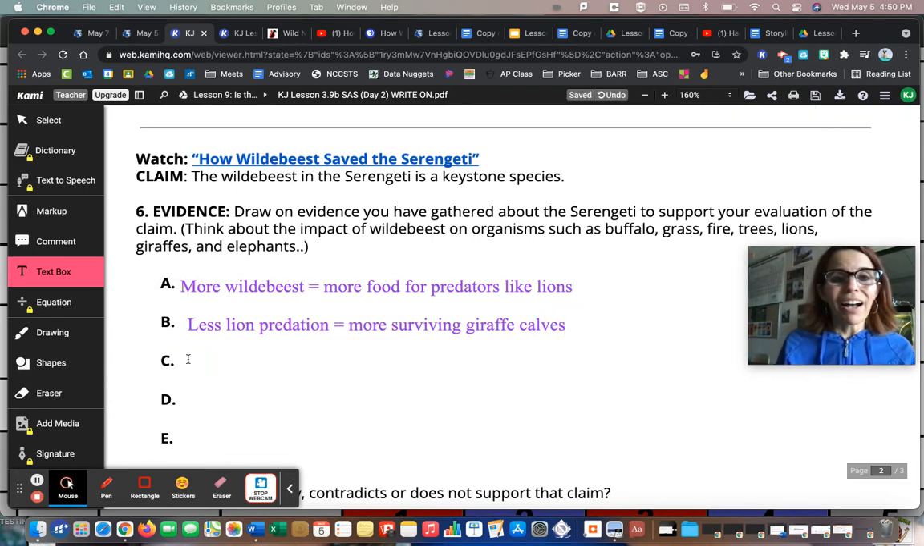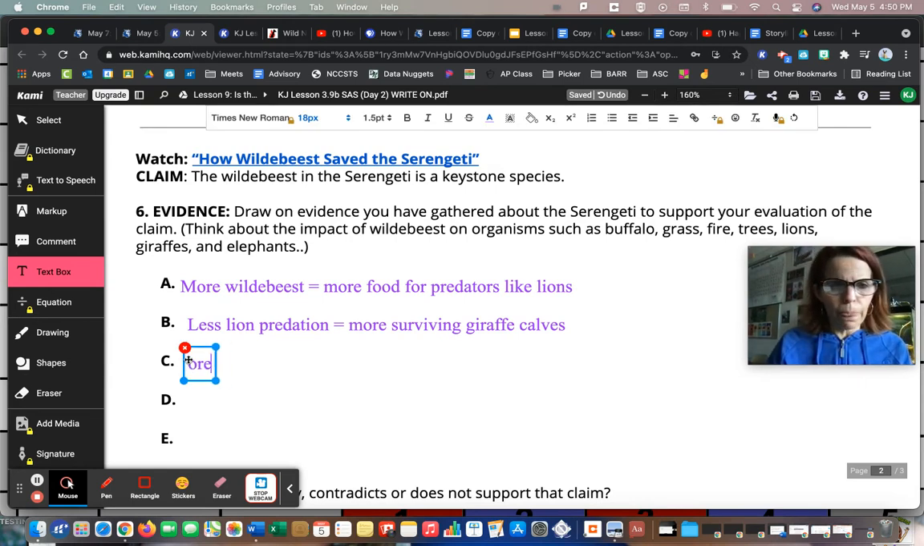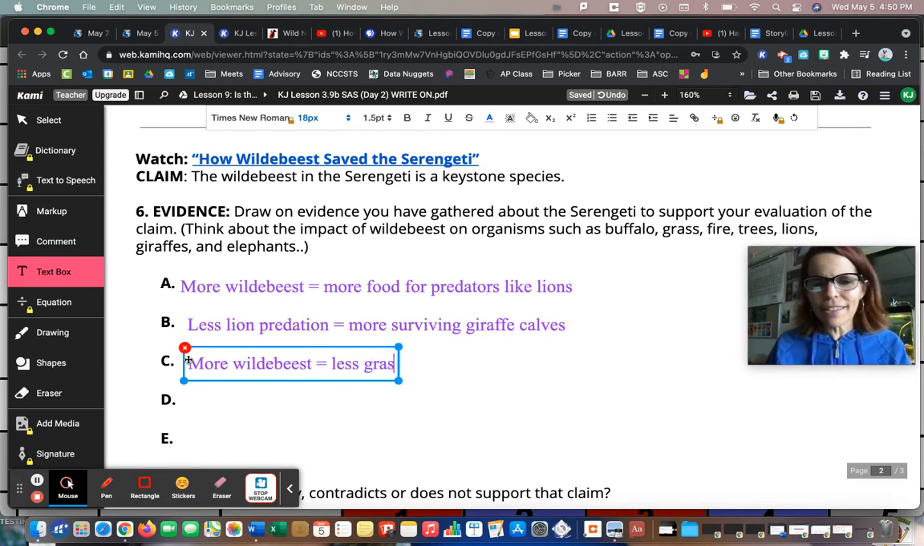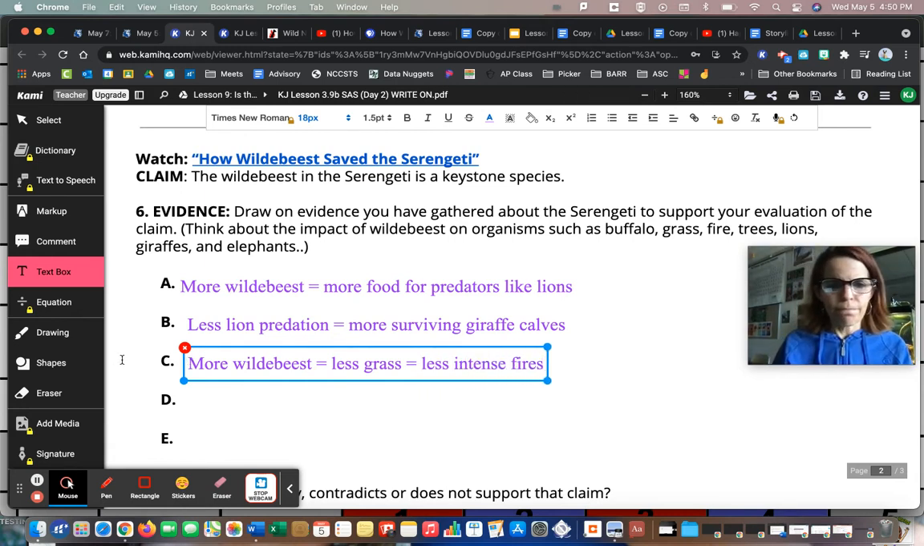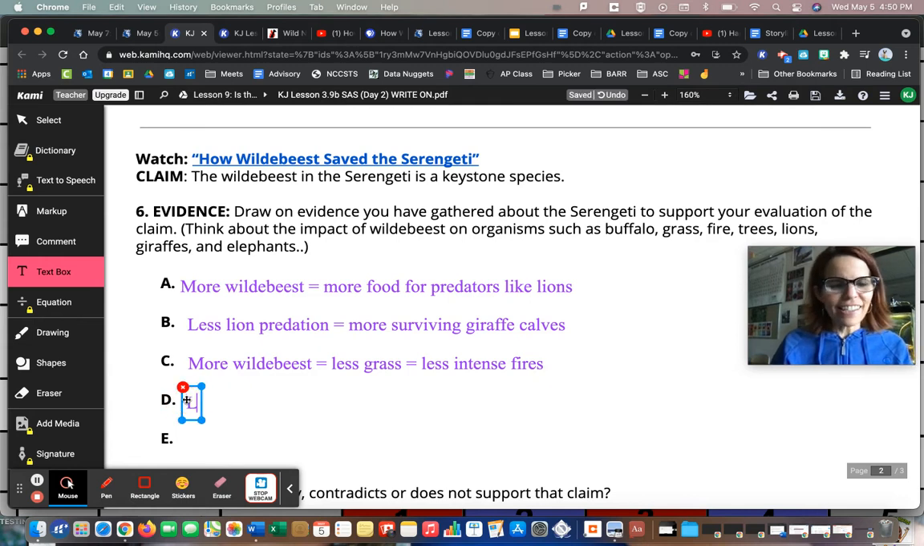Awesome. Obviously, we learned about that there's grass, so more of the grasses that they eat, more wildebeest. Is it torturing you to watch me type? More wildebeest equals less grass. And what does that do to the fires? Equals less intense fires.